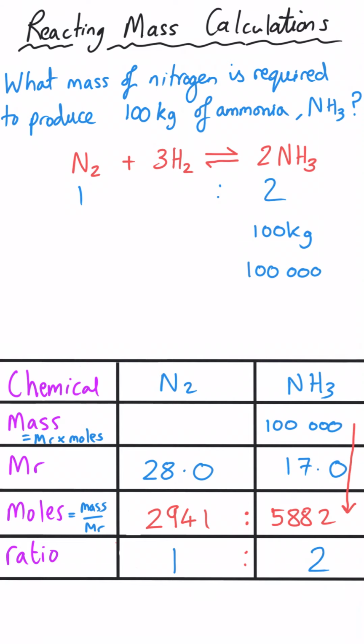This is likely to be a 3-mark question. 1 mark for the moles of ammonia, 1 for the moles of nitrogen, and last of all, 1 for the mass of nitrogen. We've got the MR now, we've got the moles, mass is MR multiplied by moles, so 2941 multiplied by 28 gives us 82,348 grams. Now, supposing they'd asked for this in kilograms, it would therefore be 82.3 kilograms of nitrogen required.